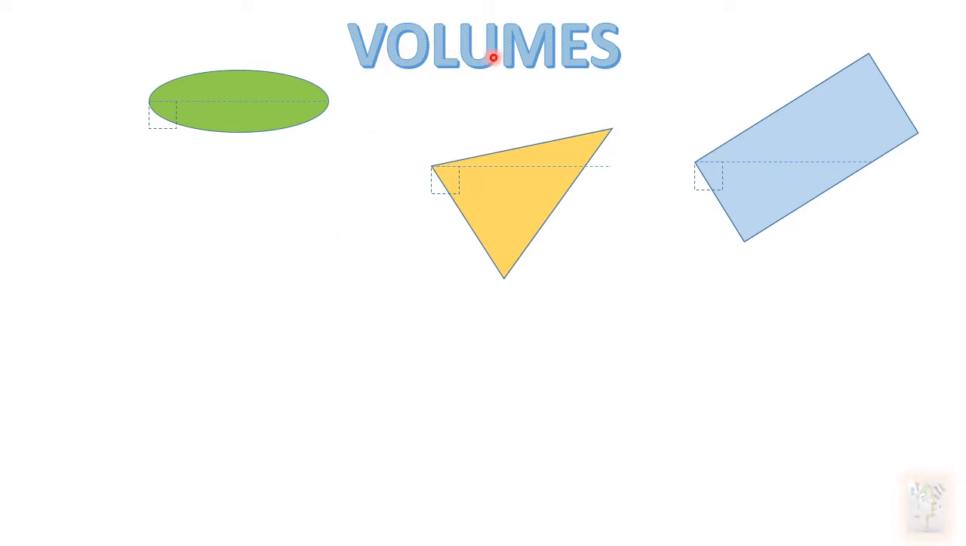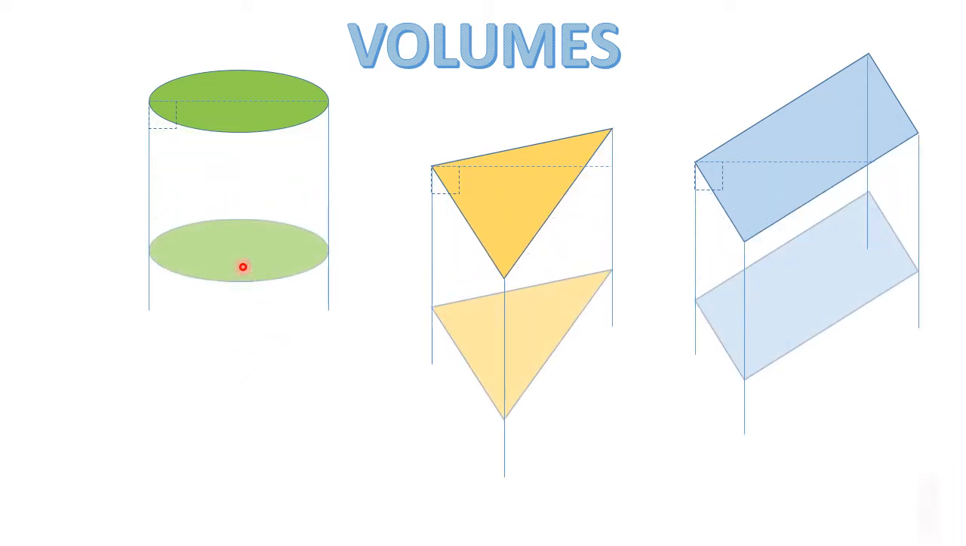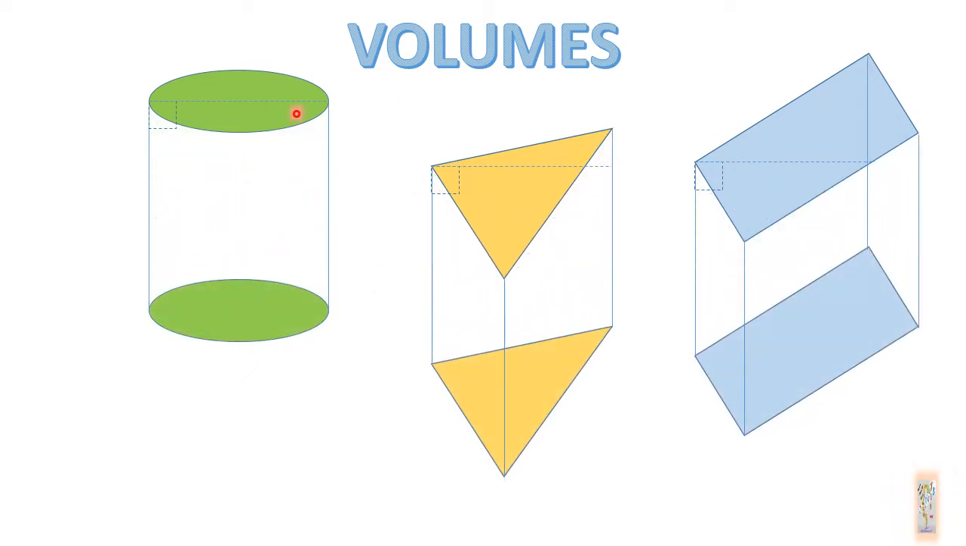If we move them down, it gives you what? It gives you an object. You no longer have the flat shape. It is now an object. These objects are now prisms.